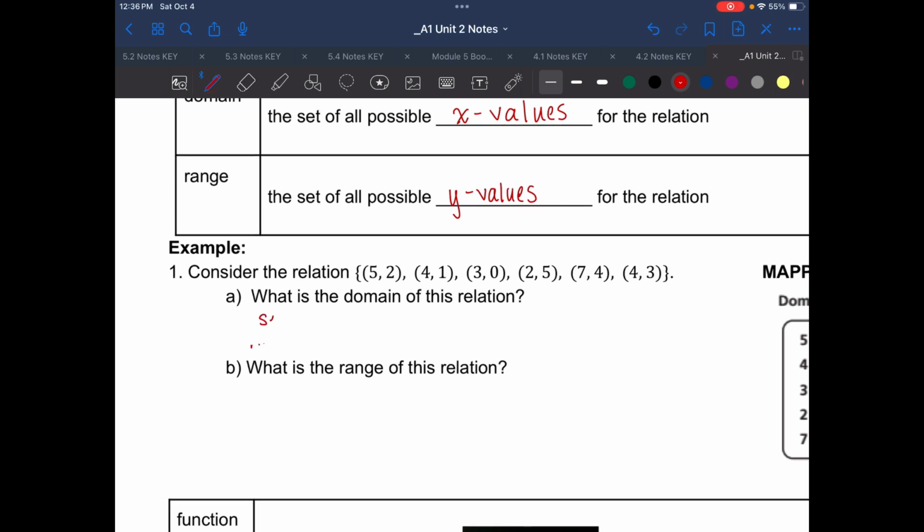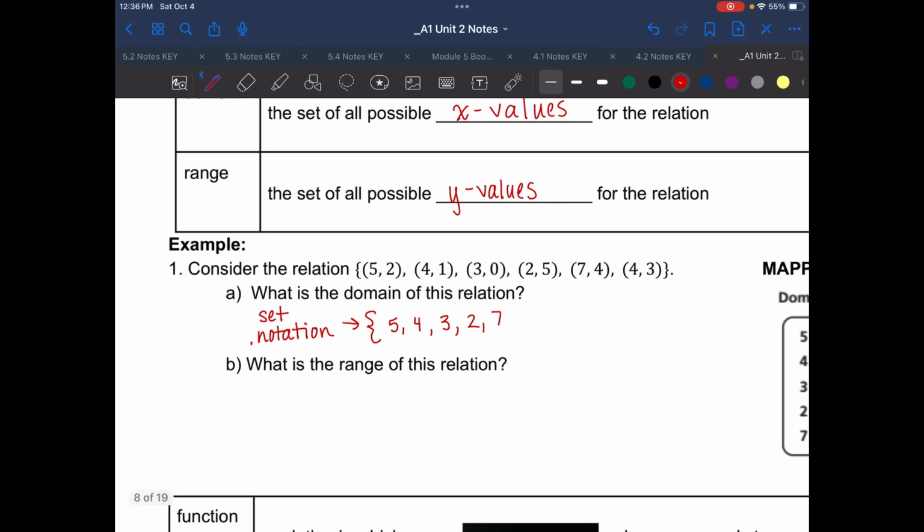We're going to write our answer for our domain in set notation. We're going to write it as a set. The relation itself is also written as a set, using this little squiggly bracket. We'll put one at the front and one at the end. So domain, all possible x values. Let's look at our relation. What x values do we have? We have 5, 4, 3, 2, 7, and the last ordered pair is another 4. We already have 4 written down in the domain, so we don't have to rewrite it, and there is our domain.